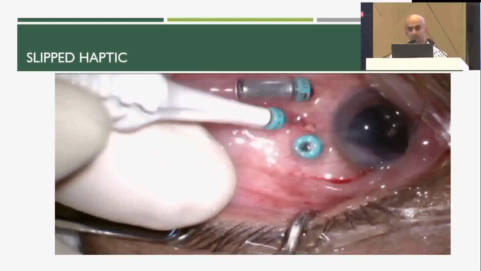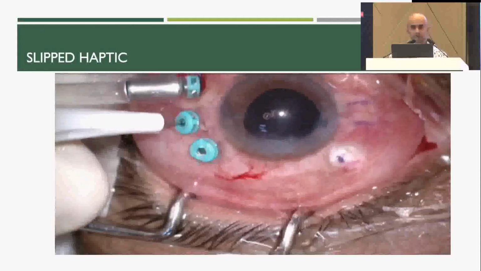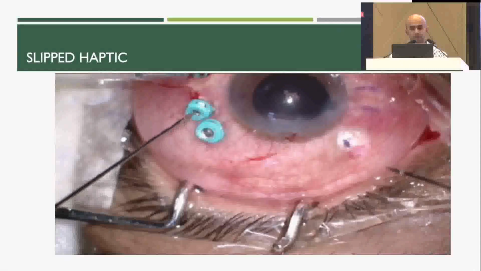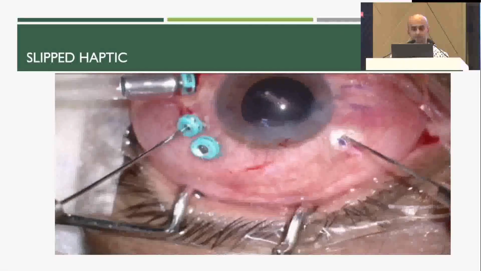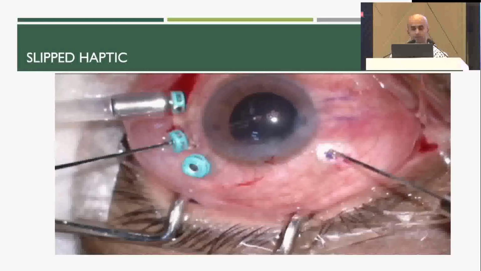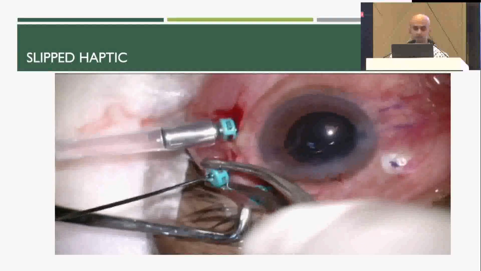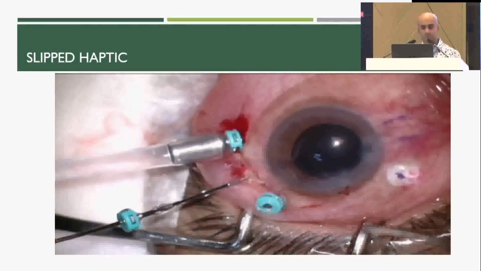So now I have one haptic inside, and going back with the needle was getting difficult because there was already some chemosis and subconjunctival hemorrhage. So I introduced a 25 gauge trocar here, and with the help of forceps I got hold of that dislodged haptic and then brought it out through this trocar cannula.